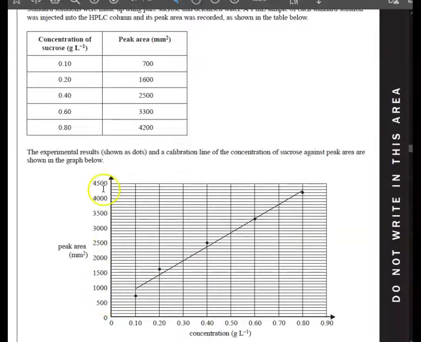So you plot the peak area of your peaks against the concentration. You put a line of best fit between all the points, and then the question says it's going to give you a peak area.